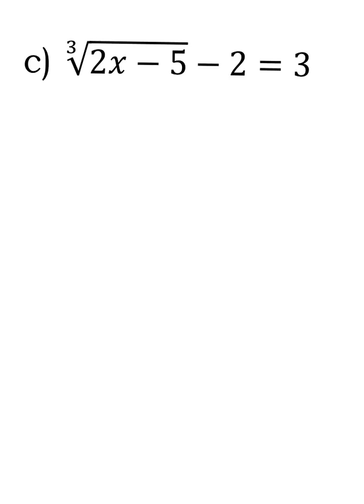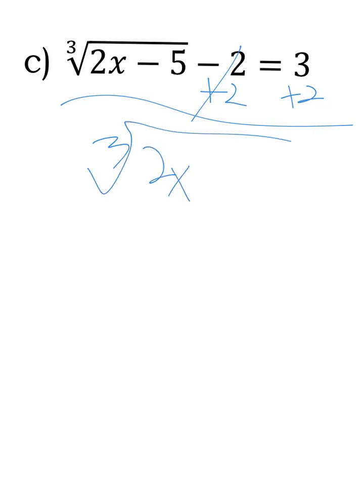For part C, you have the cube root. So the first thing you might be thinking is, let's take the power of 3 to both sides, but you had this minus 2 on the outside, so just add that over. And then you have the cube root of 2x minus 5. So you're not going to divide by 3. That's a common mistake I see kids make.